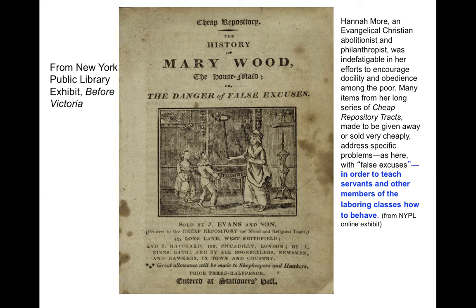So I mentioned this once before. Hannah More was an evangelical Christian, abolitionist, and philanthropist, and what she would do is commission writing of these cheap repository tracts that were made to be given away or sold very cheaply in the late 18th century. And it says it's in order to teach servants and other members of the laboring classes how to behave. So basically how to behave within their own class.